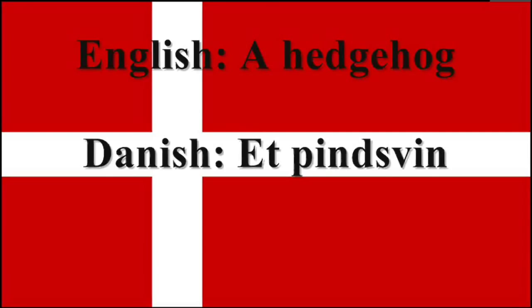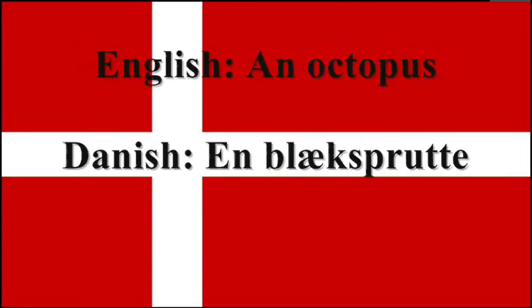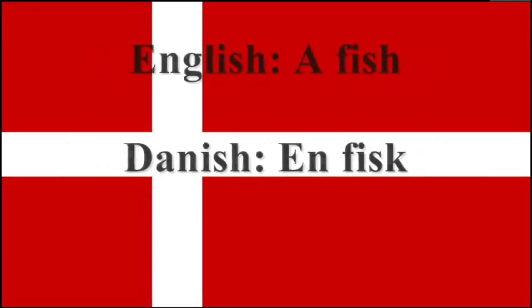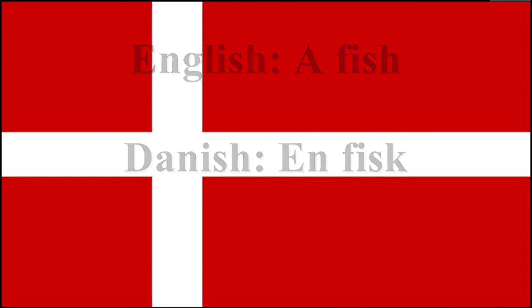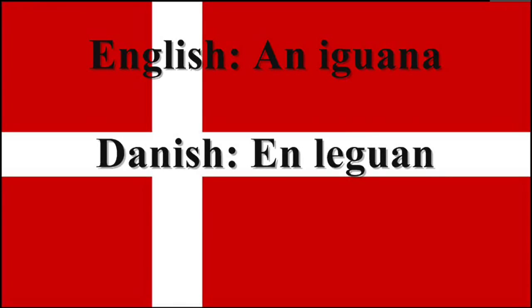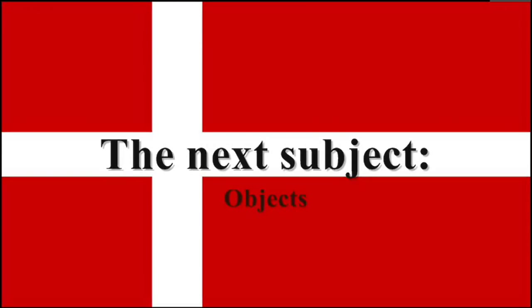A hedgehog. In Danish we call it et pindsvin. An octopus. In Danish we call it en blæksprutte. A fish. In Danish we call it en fisk. An iguana. In Danish we call it en leguan. The next subject is objects.